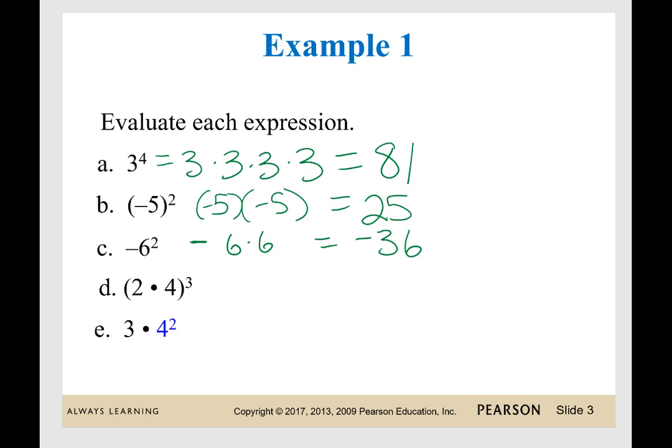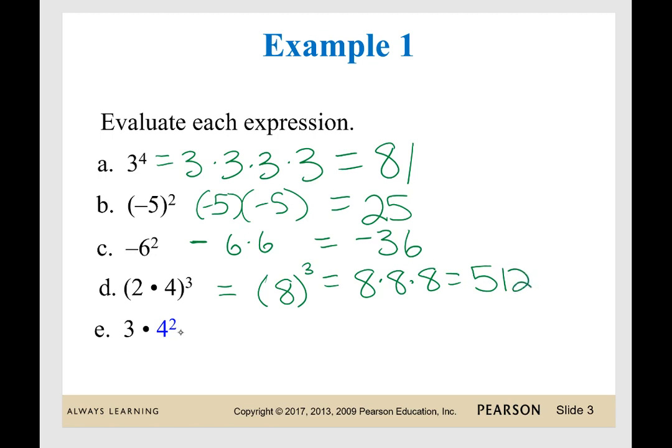All right, D also kicks in a little bit of order of operations. Remember, do inside the parentheses first, so that would be 8 cubed. And 8 cubed is 8 times 8 times 8. And again, feel free to use your calculator on that. Most calculators have a power button, so please feel free to use that power button. That is 512.